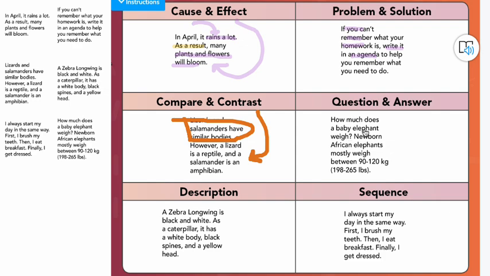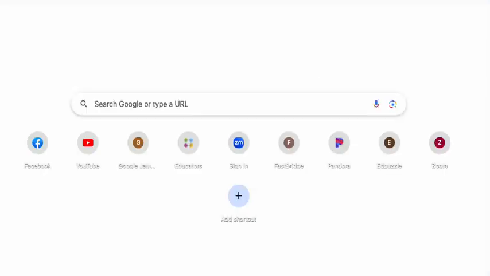How much does a baby elephant weigh? That sounds like a question. Maybe I'm going to find the answer next. Newborn African elephants mostly weigh between 90 and 120 kilograms, or 198 to 265 pounds. That's a big old baby.